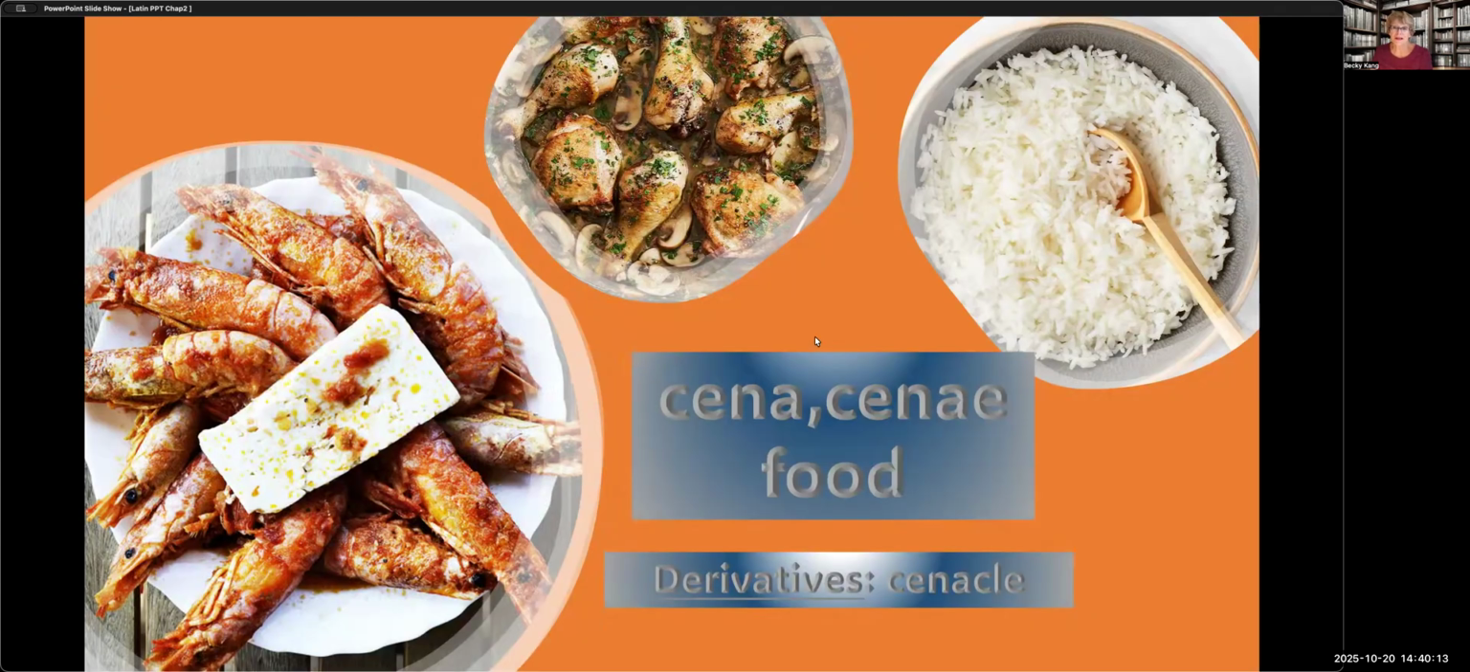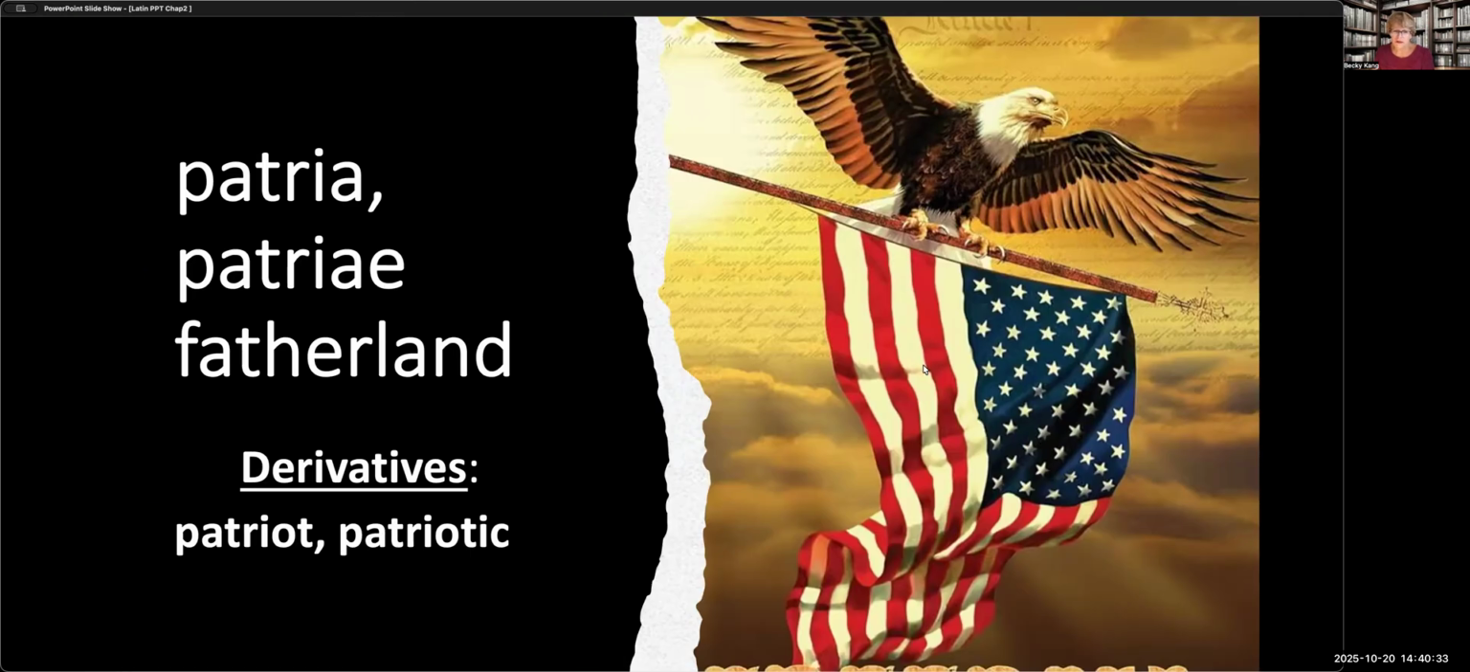Number 5, pagina, paginae is page. It looks like the spelling of page. Cena, cenae is food, or kena. That C can be a hard C or a soft C. In this case, it's a hard C. And the fancy word for dining room table is cenacle. And so that's how you're going to remember that cena is food, because we eat it on a cenacle. The next one is, oh, beautiful.